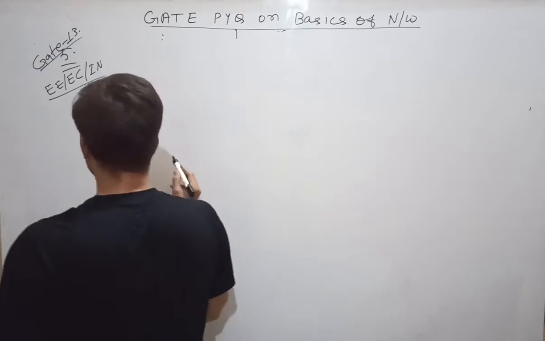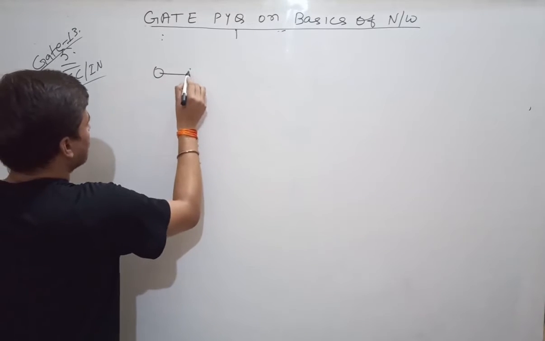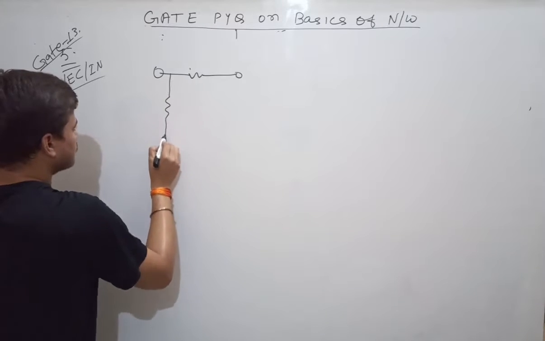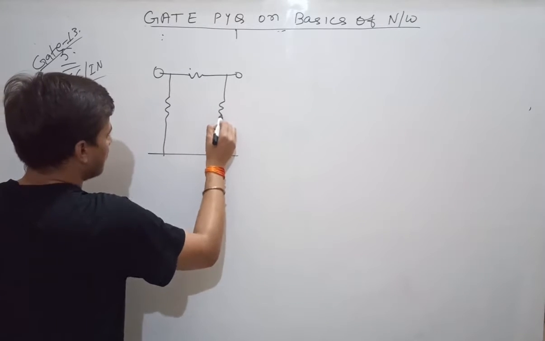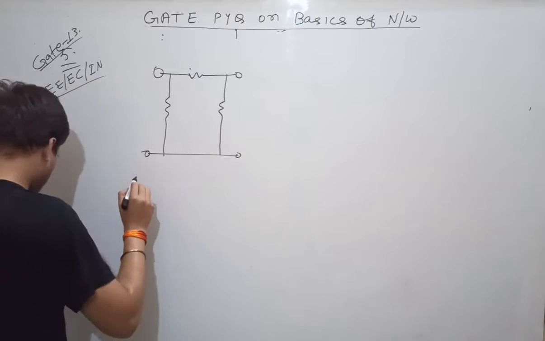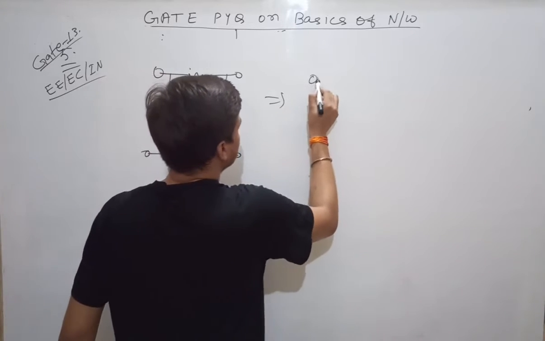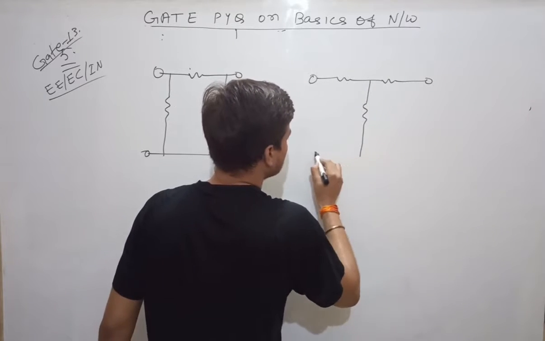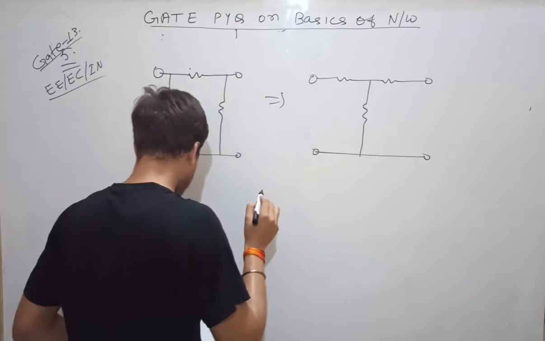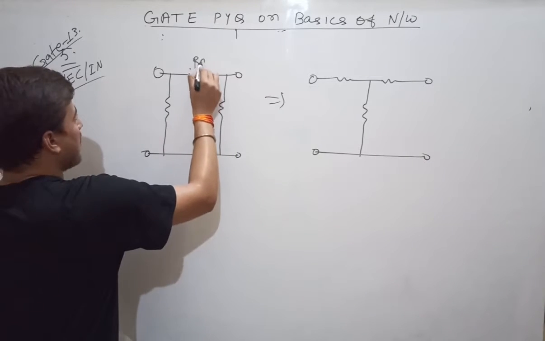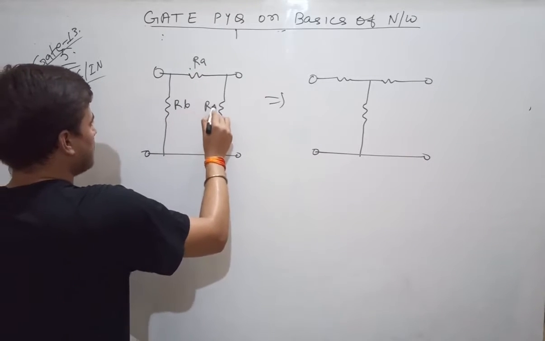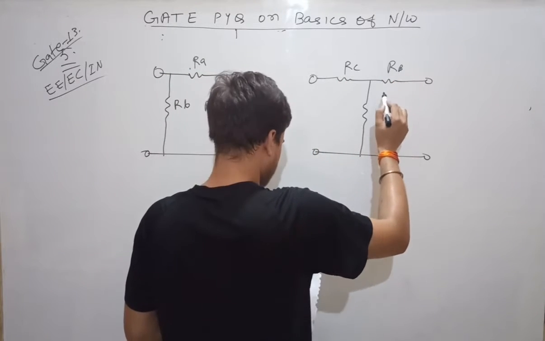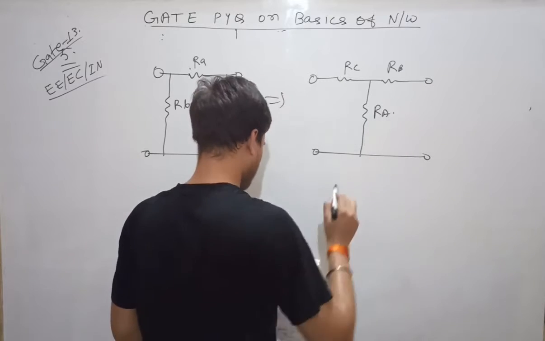It was given that you are having a delta network, and now this network has been converted into a star. This is RA, RB, RC. This is RC, RB, this is RA. Clear?